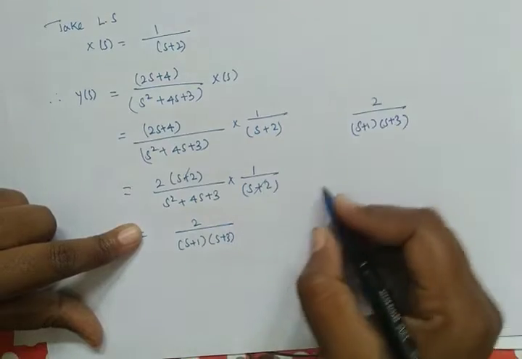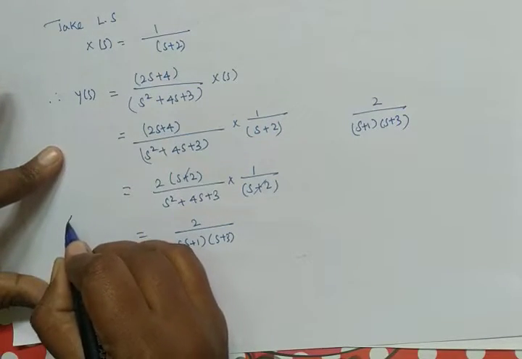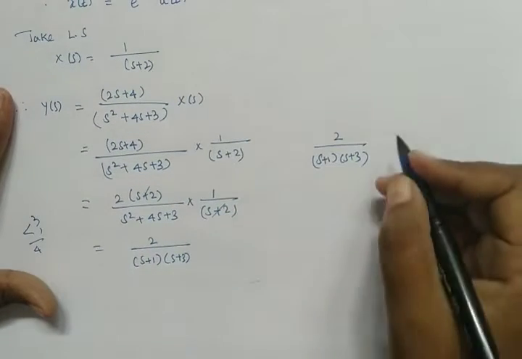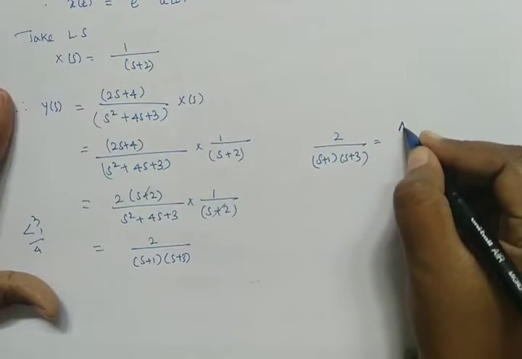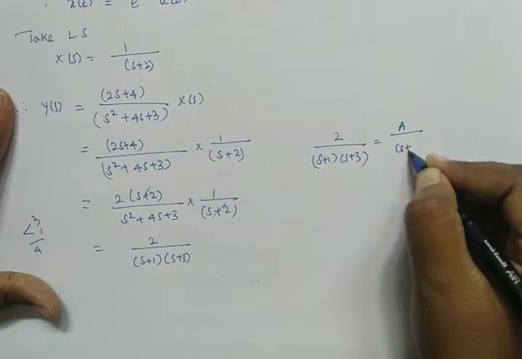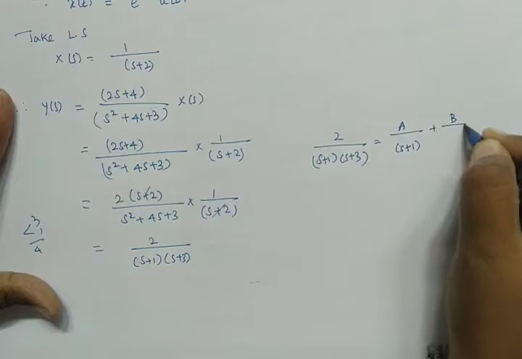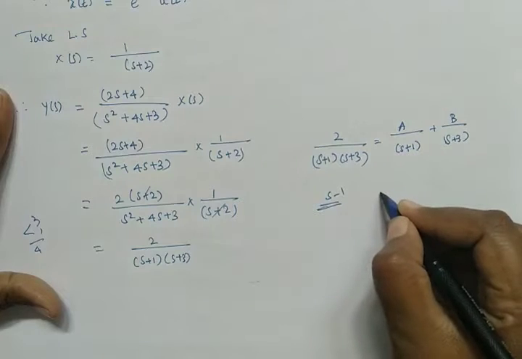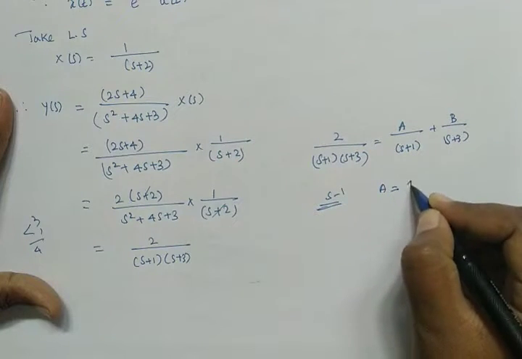You know how to write this: plus 1 and 3, because we have 4. So we have to take 3, 1. These are basics which you know very well. So this is equal to, we can write this as A by s plus 1 plus B by s plus 3. So if you substitute s equals minus 1, we will get A is equal to 1.